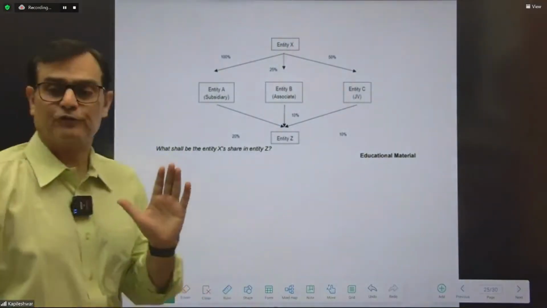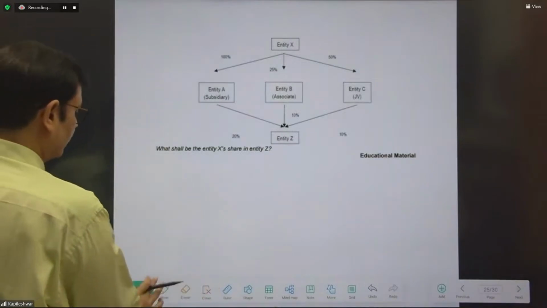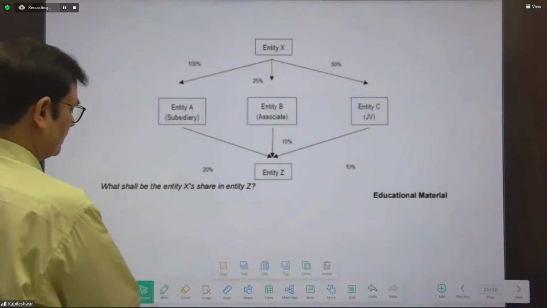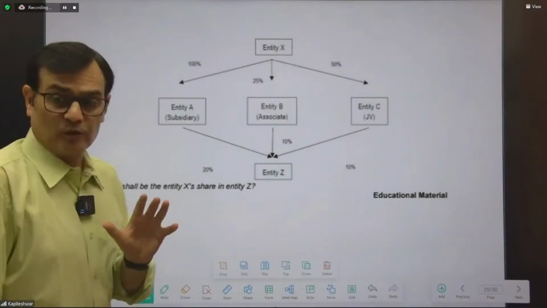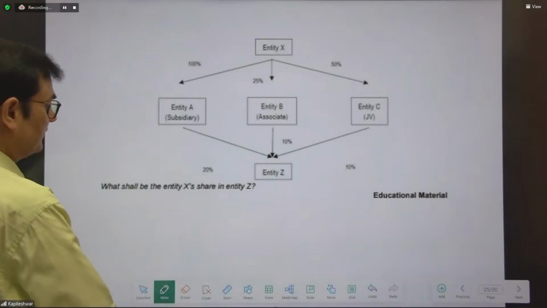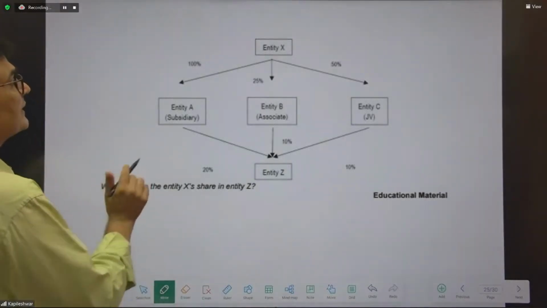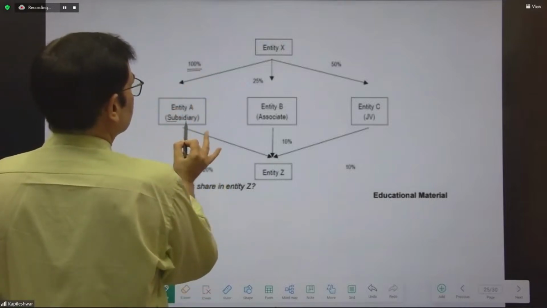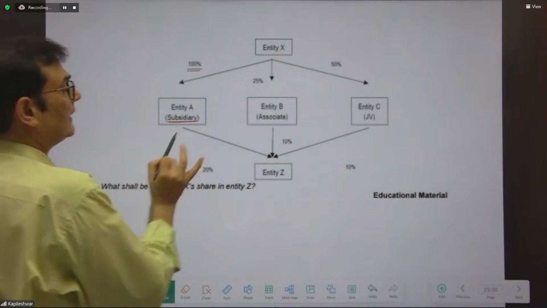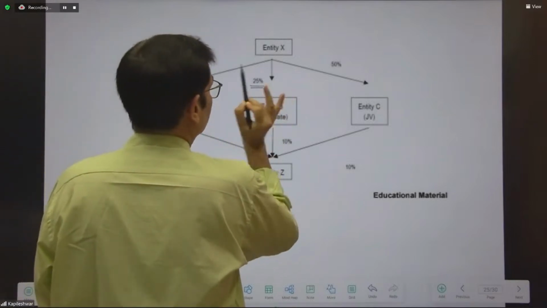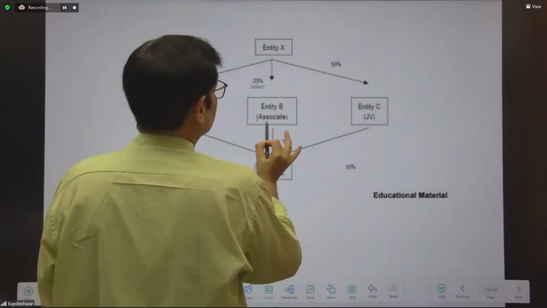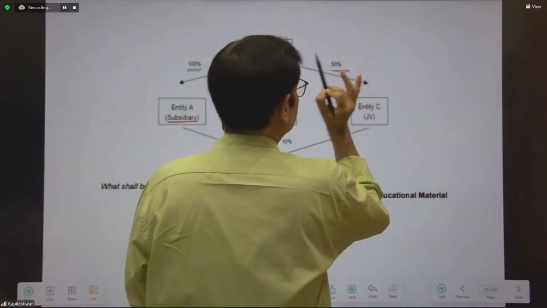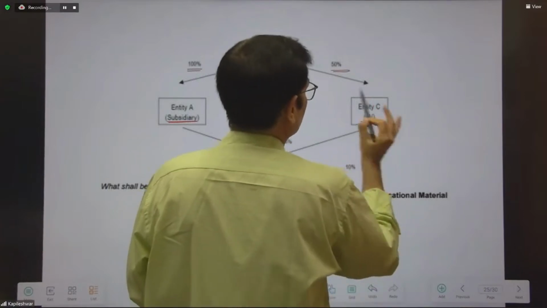Now let's have a look very carefully on this. Let me just slightly zoom it further. Let's have a look out here. Yes, I think that's quite visible well. So let's have a look at all the investments which are held. We can say entity X has got 100% stake in A. It is a subsidiary. And entity X has got a 25% stake in B, which is an associate. And it has also got a 50% stake in C, which is a joint venture.